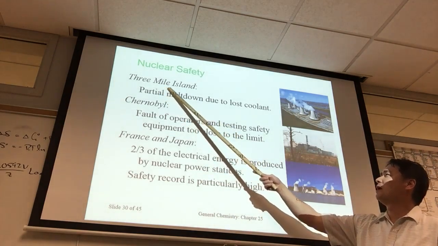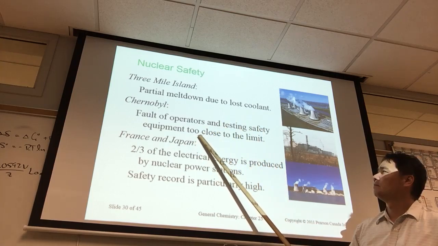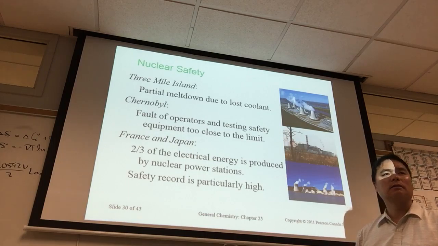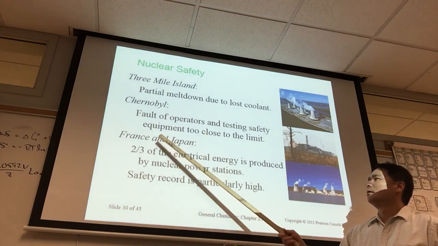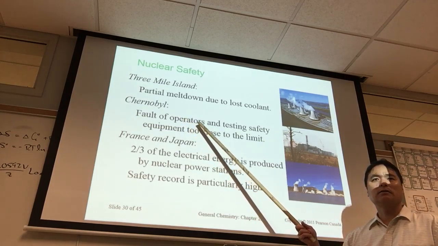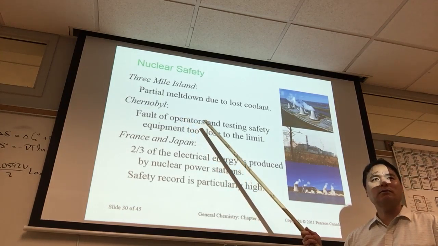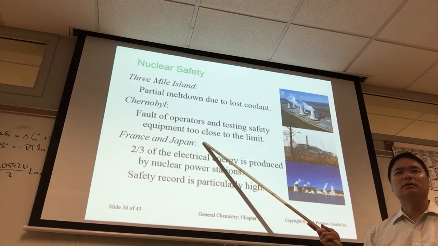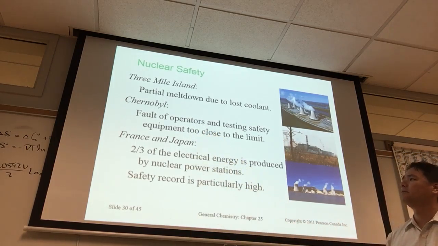Three Mile Island had a partial meltdown due to loss of coolant. The coolant is just the water supply. Chernobyl is a different kind of reactor. Chernobyl is a graphite reactor, and it got so hot that it incinerated the graphite in the reactor, even though graphite is very unreactive.